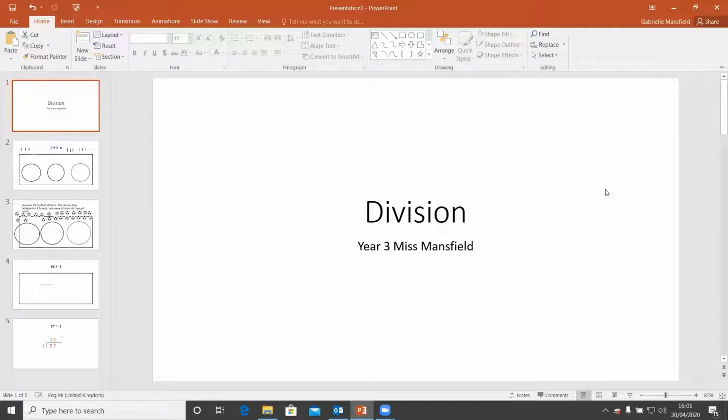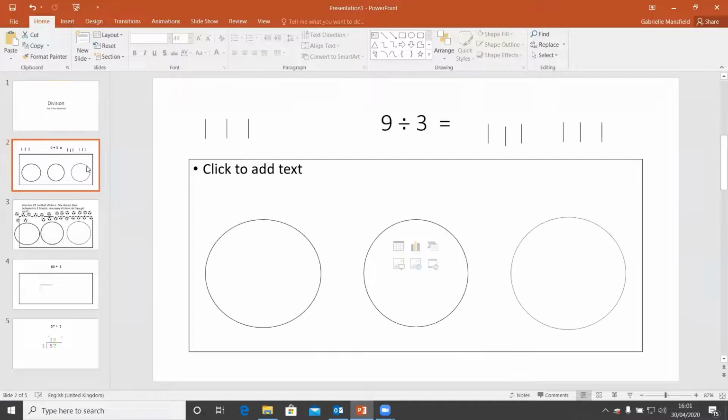Today we are going to be looking at some division. This week in maths you have been set some tasks all to do with division. So the first question I'm going to look at is 9 divided by 3. Now this symbol here means that we need to divide.